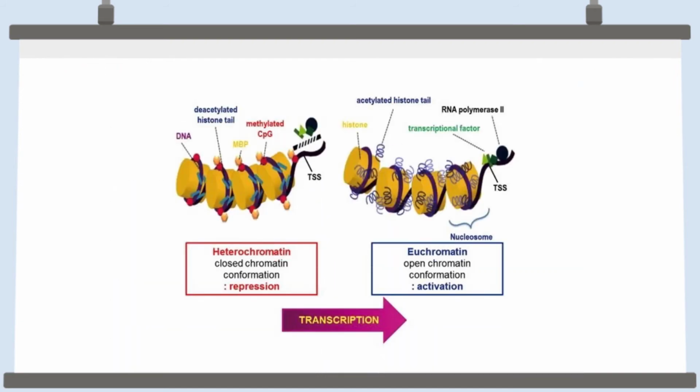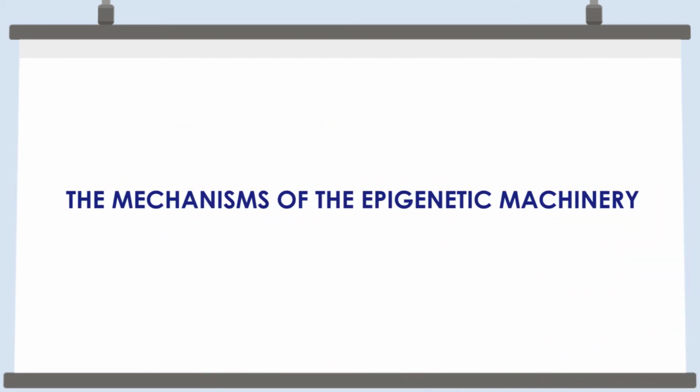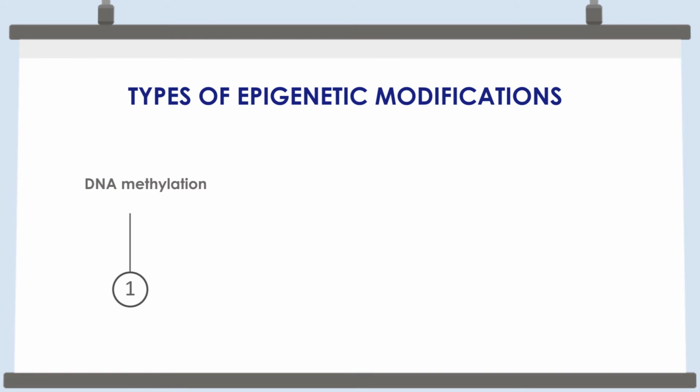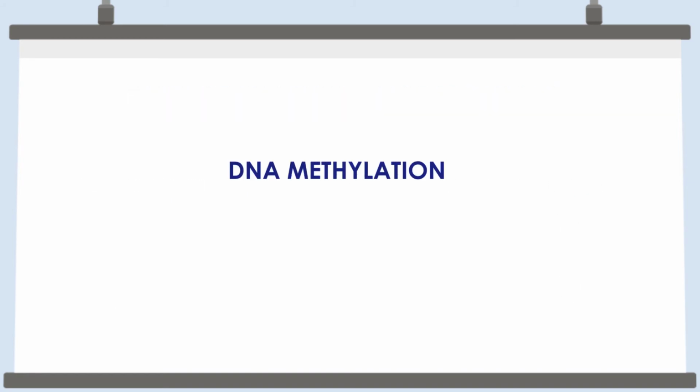Importantly, heterochromatin and euchromatin are marked by different combinations of epigenetic marks. The four mechanisms that are mediating DNA accessibility and gene expression are the methylation of DNA, the histone post-translational modifications, the ATP-dependent remodeling of chromatin, and the production of non-coding RNAs. Here we will discuss shortly the first two.